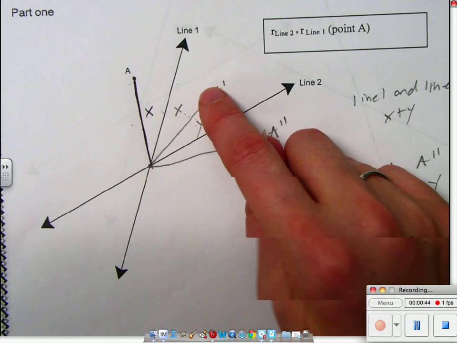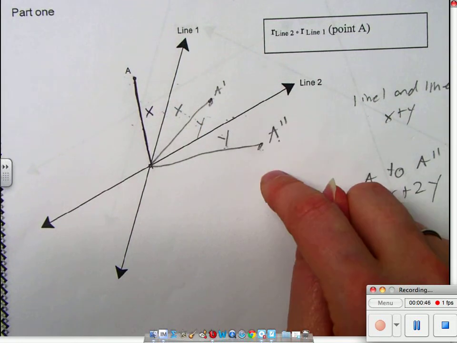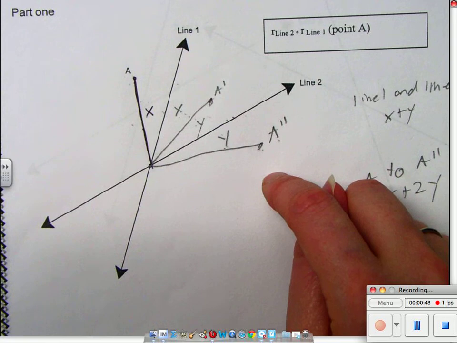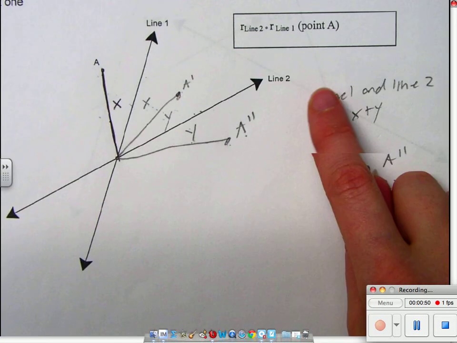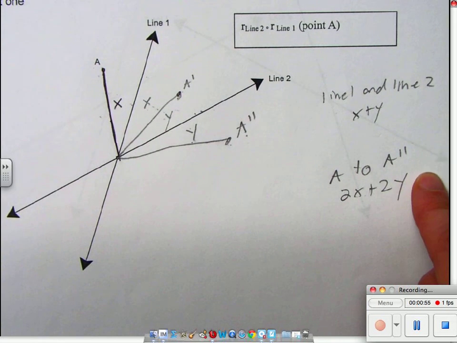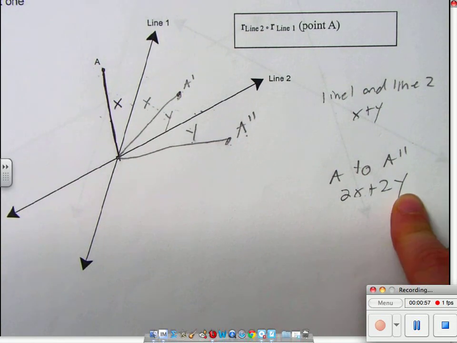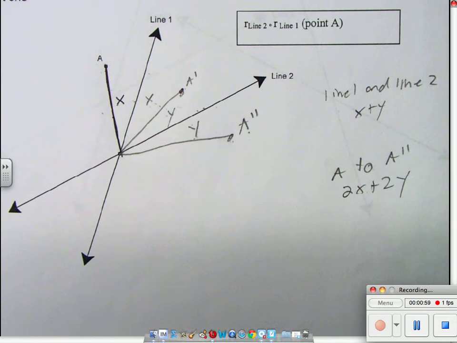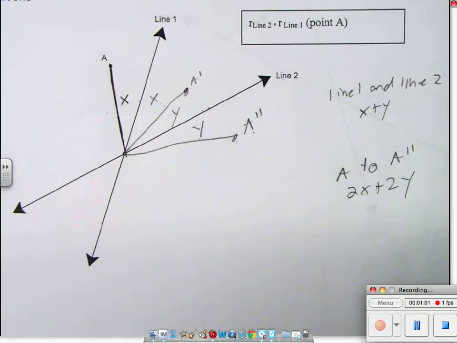So then I reflect it over. So line 2 to A double prime is y. So line 1 to line 2, the angle is x plus y. A to A double prime is 2x plus 2y. Okay, let's look at the next one.